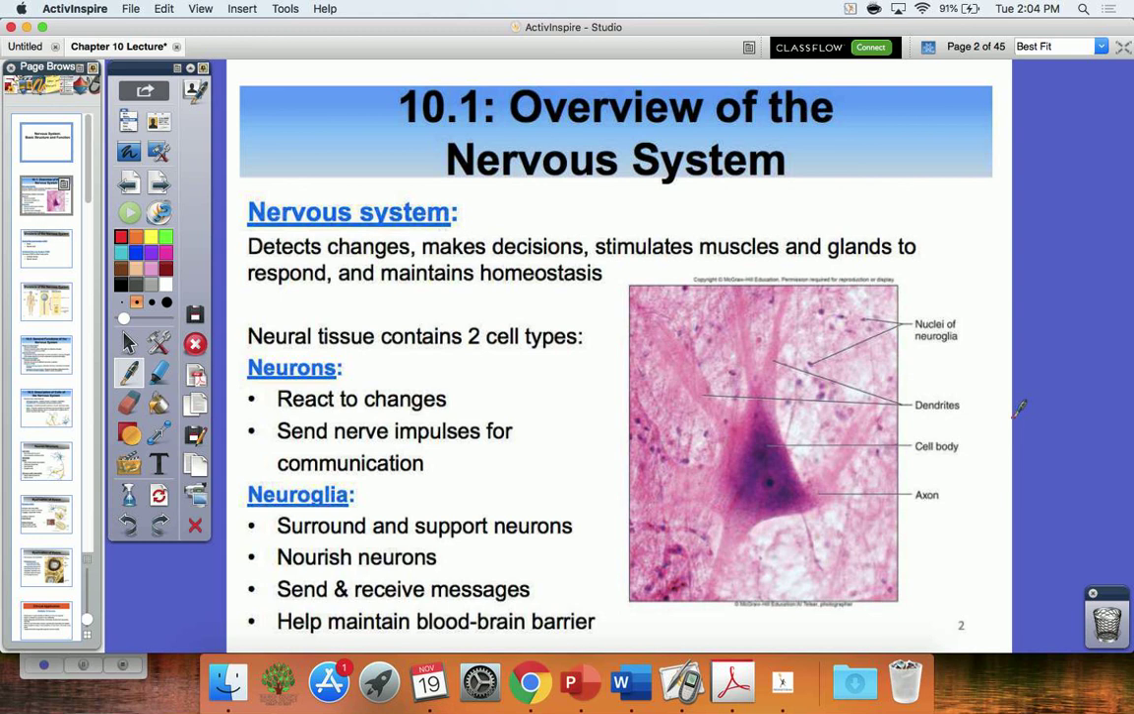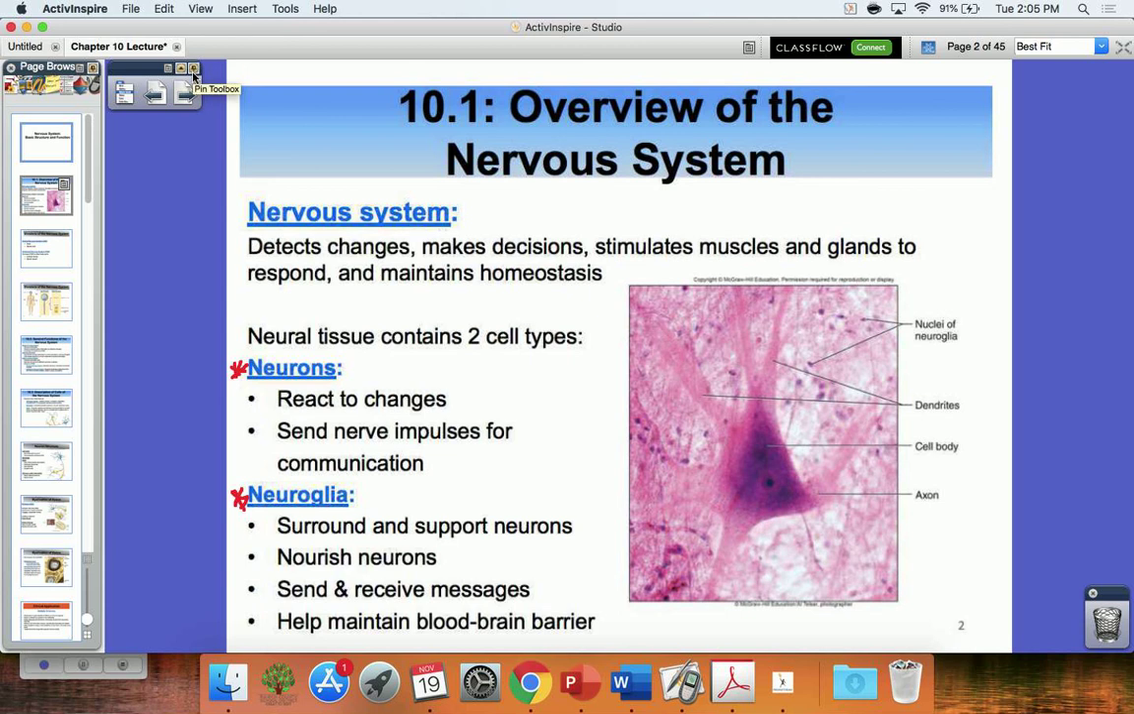Within the nervous system, we have two types of cells, and those two types are the neuron and the neuroglia. I like to think of these two as the neuron being the Beyonce and the neuroglia as being her entourage. The neuron is going to be the main player. It's going to be the one that does everything that we know the nervous system does. It's going to send and receive nerve impulses, or send and receive signals. So it's the main player, the star.